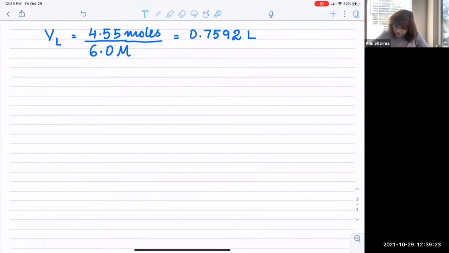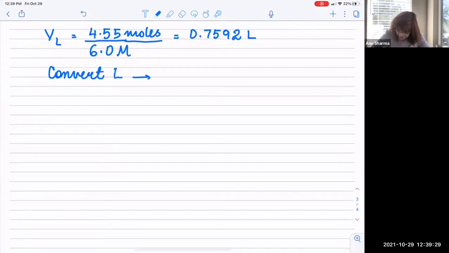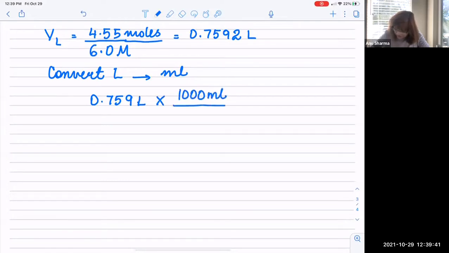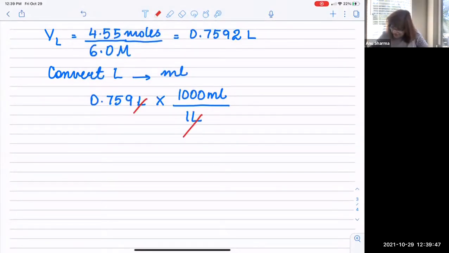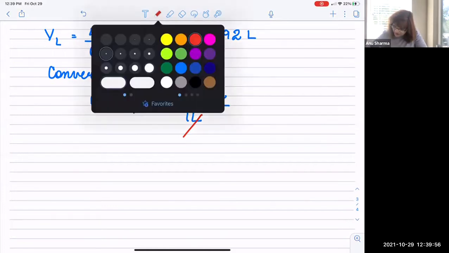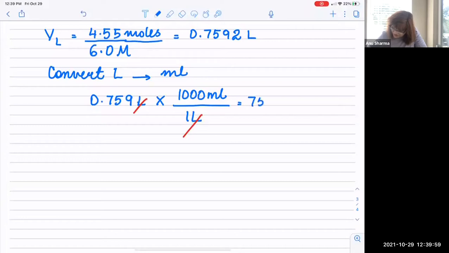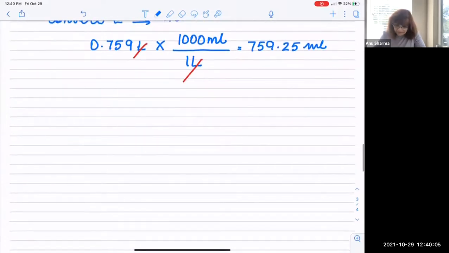So if the question is asking to convert the liters to milliliters, you will have 0.759 liters times 1000 milliliters over 1 liter. You see here, the liters and liters cancel out. Then when you multiply 0.759 times 1000, this comes out to be 759.25. So the answer here is 759.25 milliliters.